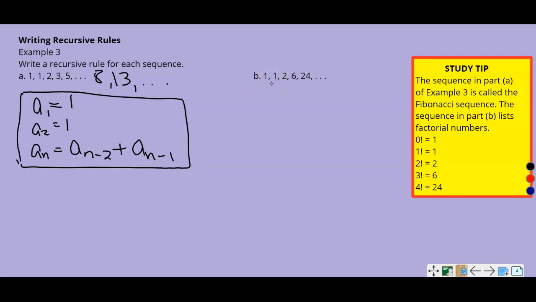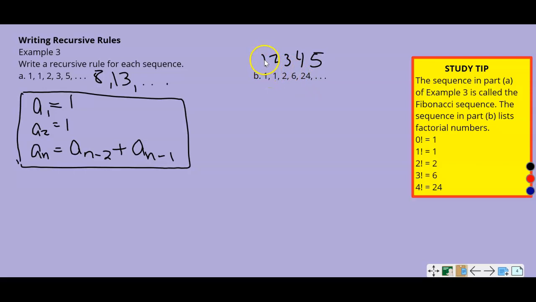There's no common ratio either. So what do we see? How can we relate these terms? So we have, this is our first term, our second term, our third term, our fourth term, our fifth term. All right, now if we look at it with our terms here, now I see 2 times 1 is 2, 3 times 2 is 6, 4 times 6 is 24. I bet the next term is 5 times 24. I bet that's what goes here.